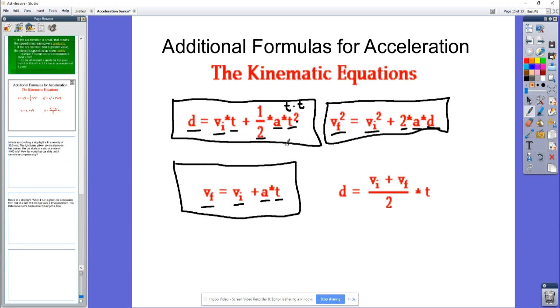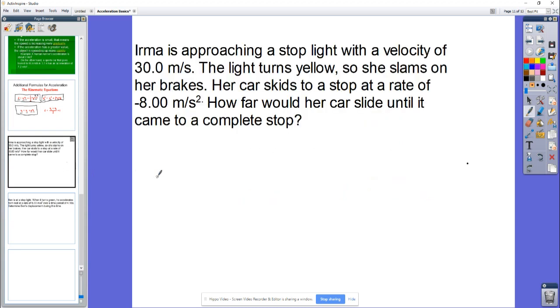So without further ado, let's try a couple practice problems. First one, Irma is approaching a stoplight with a velocity of 30.0 meters per second. The light turns yellow, so she slams on her brakes. Her car skids to a stop at a rate of negative 8.00 meters per second squared. How far would her car slide until it came to its complete stop? So this is the instance we want to figure out how far this car would slide before it actually stopped. This is important if you're making cars and you want to safety check it. Is your car actually safe if it's going at, say, a normal speed on the road?